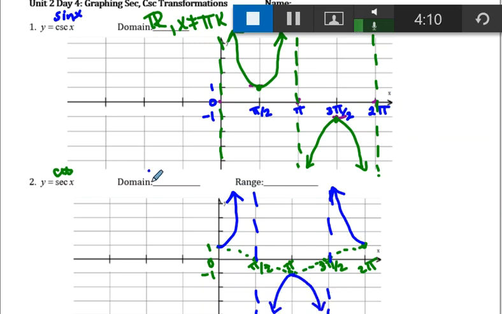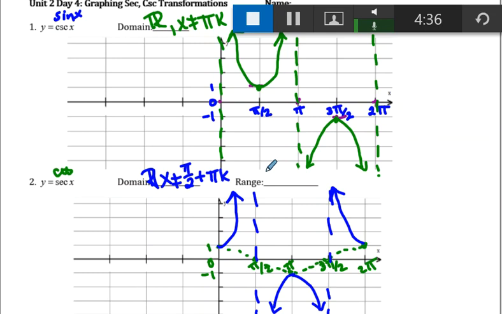So the domain is still everything except for the asymptotes. All real numbers, x does not equal. But where's the first asymptote? 0. Yeah, the first one's at pi over 2. And then how long between asymptotes? Yeah, this is a distance of pi. So every time I add pi, I'll get to another asymptote. So x does not equal pi over 2 plus pi k.